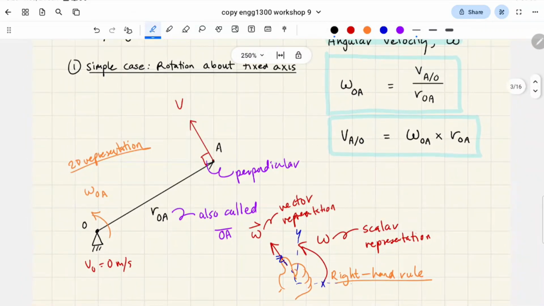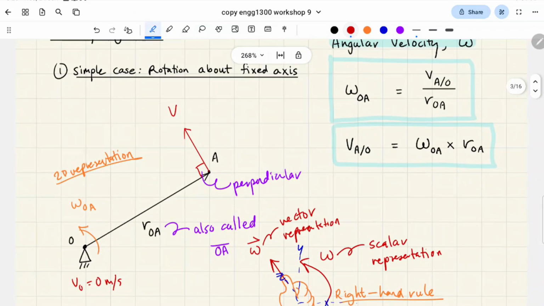Okay. So one more thing to note is V. V is going to be the velocity of A relative to O. Okay, so here's how you think about it. If I'm looking from O, right, that's the velocity of A, right? So therefore, with our notation, it's velocity of A relative to O, yeah?